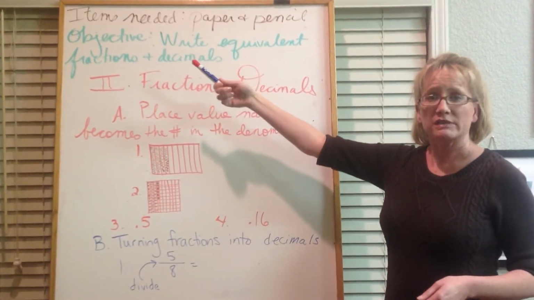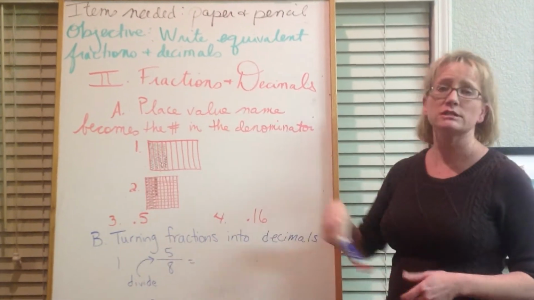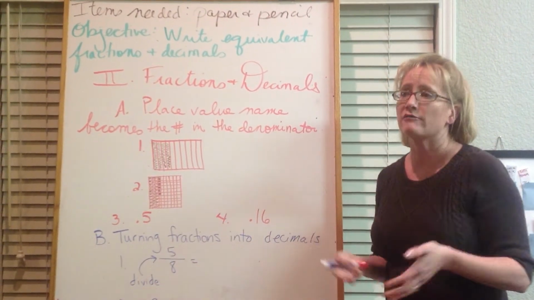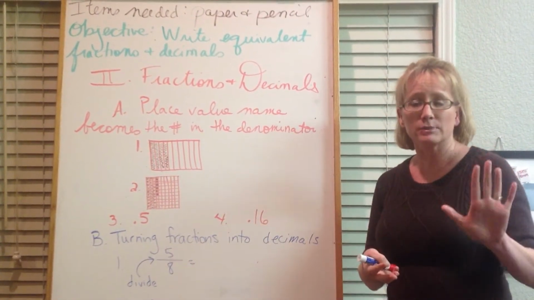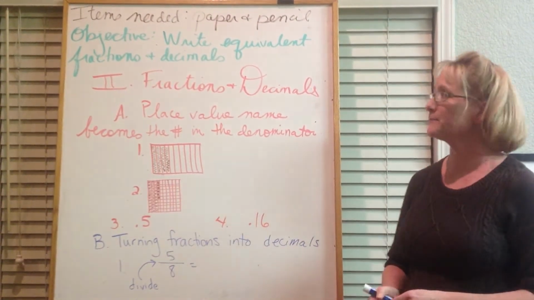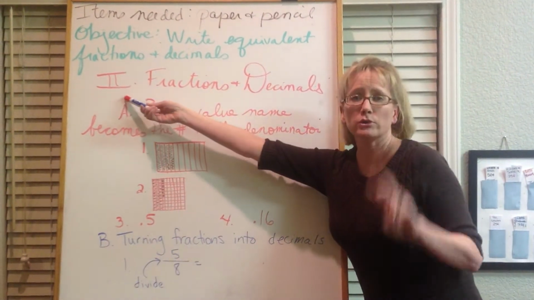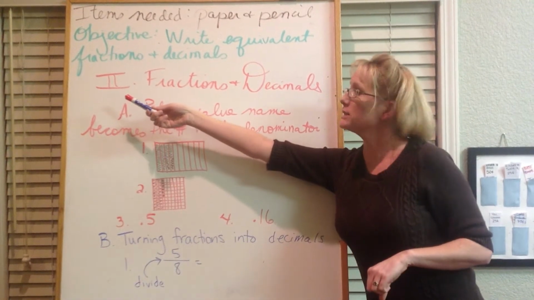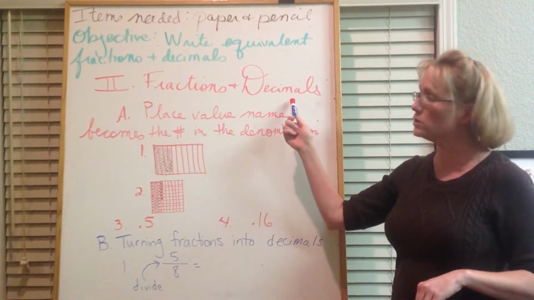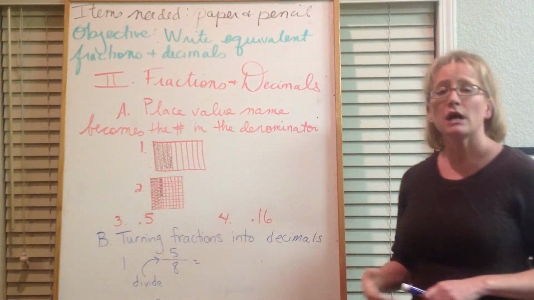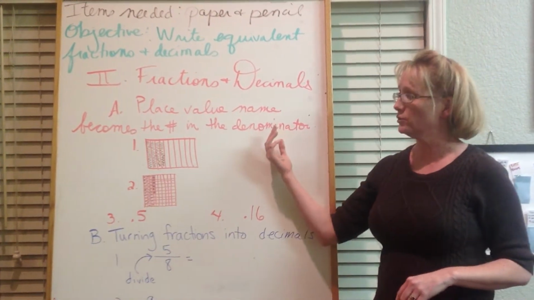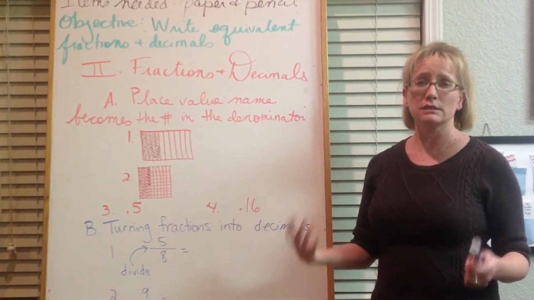Our objective is to write equivalent fractions and decimals, things that are equal to each other. A fraction of 1 over 2 is equal to the decimal of 5/10, and that's what we're going to work on today. So you need to use Roman numeral number 2, because it's lesson 2 in topic 6, fractions and decimals. Letter A, we're going to talk about first is that the place value becomes the name of the denominator.